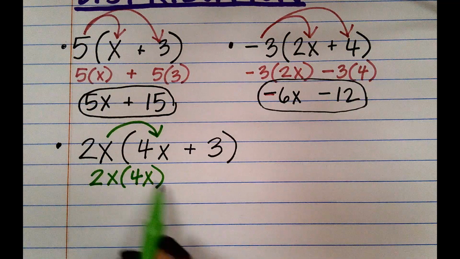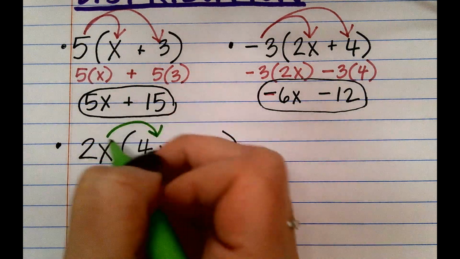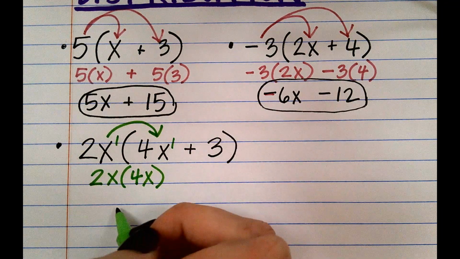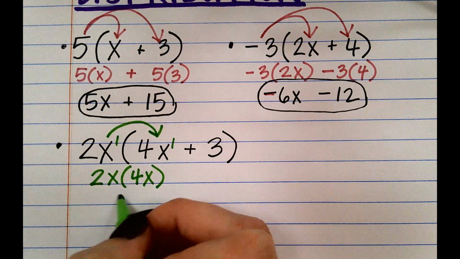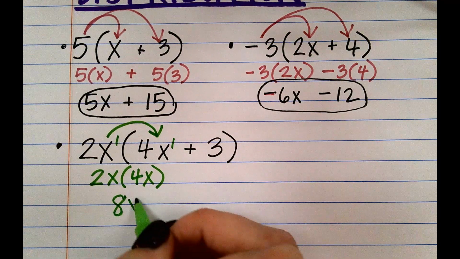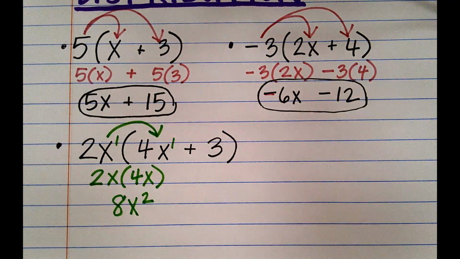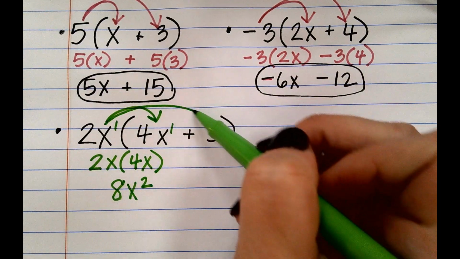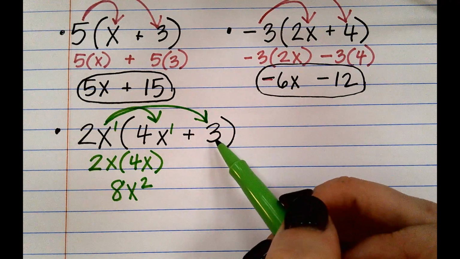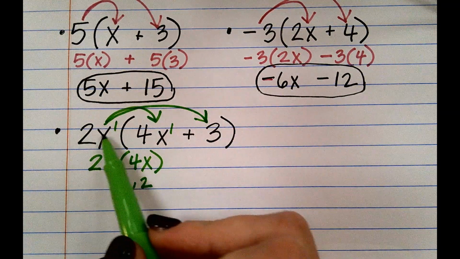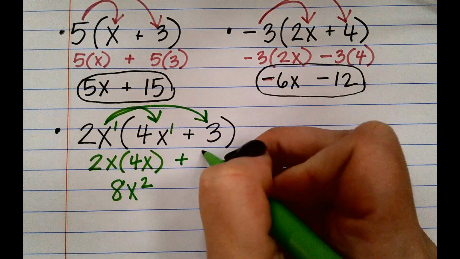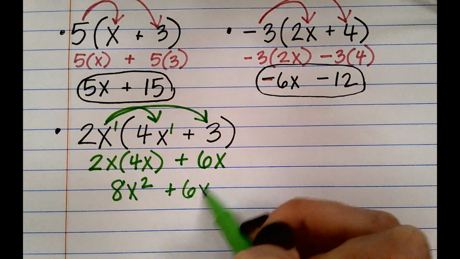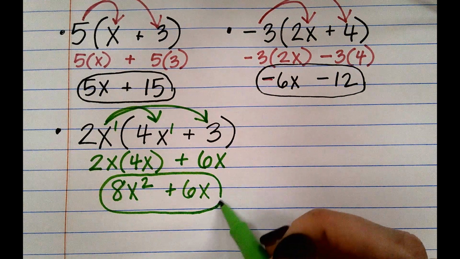Now, you don't see an exponent on these. So remember, that's an invisible 1. Invisible 1. 1 plus 1 is 2. So 2 times 4 is 8. X times x is x squared. X to the second power. Okay? And then next, 2x times 3. That'll be 6x. Good. You just carry that x right over. Plus 6x. And that's your answer. Good.